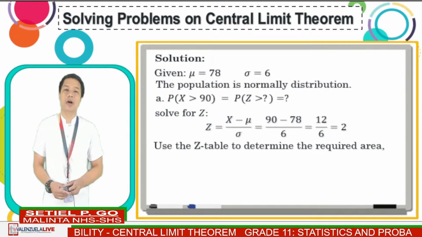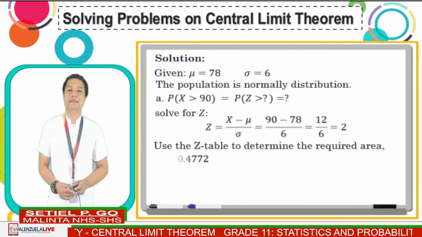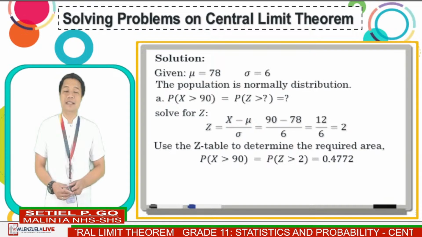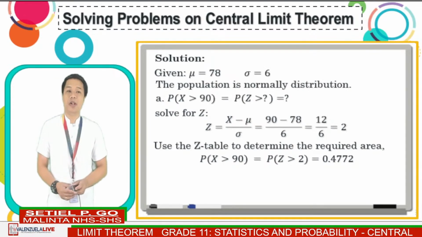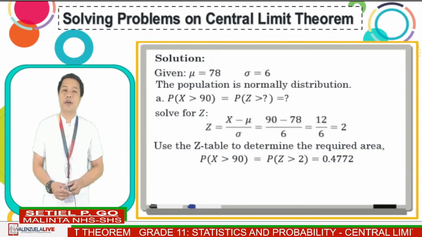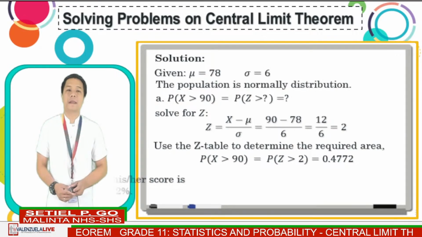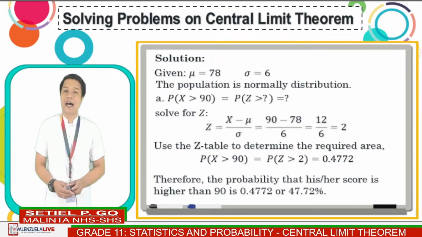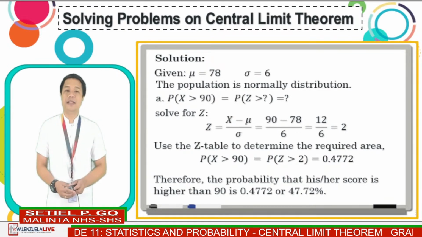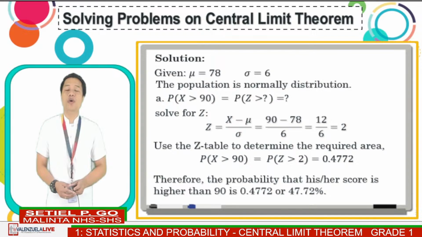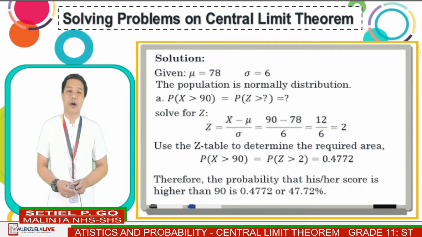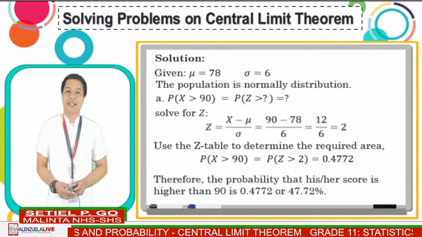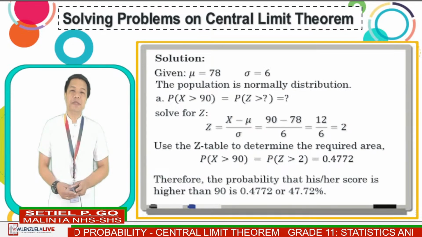Now, using the Z table to determine the required area, let's look for Z equal to 2. If we look at the Z table, the answer is 0.4772. So therefore, the probability that his or her score is higher than 90 is 0.4772, or in percent form, 47.72%. Now let's proceed to letter B.